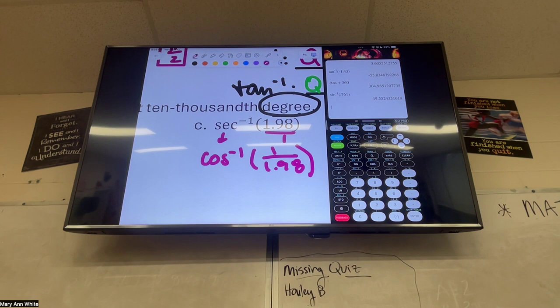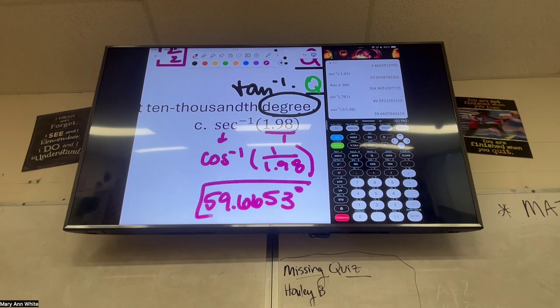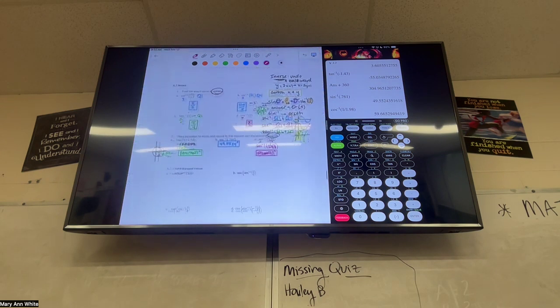Okay. So second cosine, 1 divided by 1.98. So I get 59.65. Do I have to do anything with that, or is that one good? Sounds good, right? All right. Perfect. So that's another set of directions we could do.